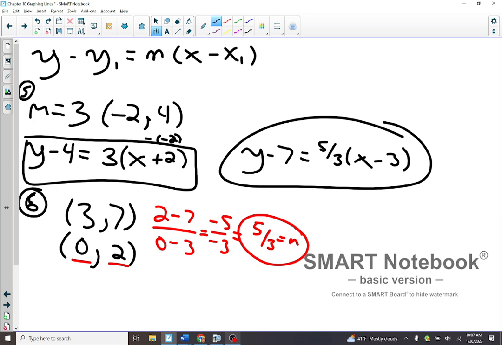Are all the problems going to be find m, or are we going to have something else? And then you just pick a point. Now the next part is graphing, so let's look at graphing.